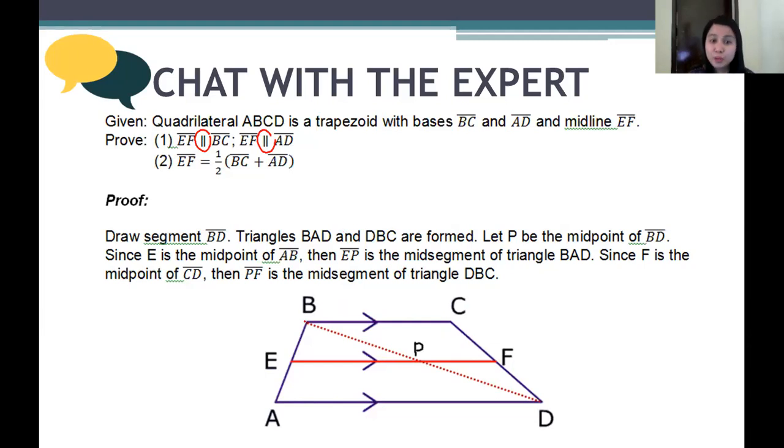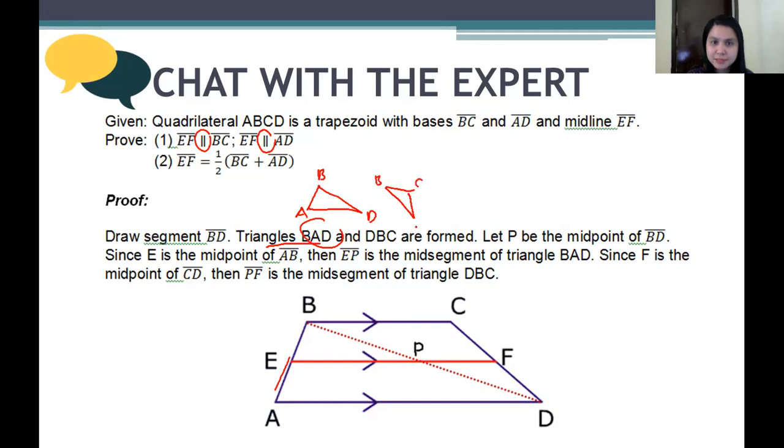So now, we have drawn our trapezoid. That's the given. We need to draw segment BD. What is the reason for that? The reason is, it is by construction. We will draw the diagonal. So with the diagonal, we have formed triangles: triangle BAD, this is the first one, and the other is triangle DBC. It looks like the other, this one.